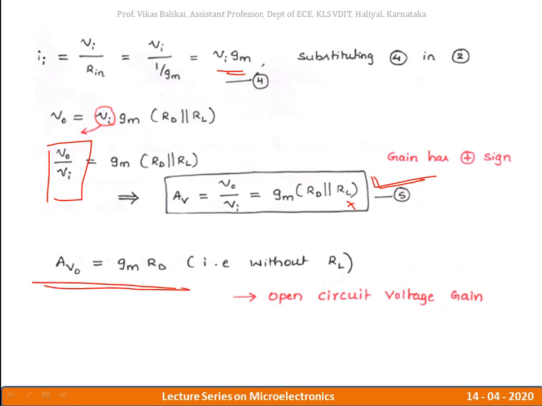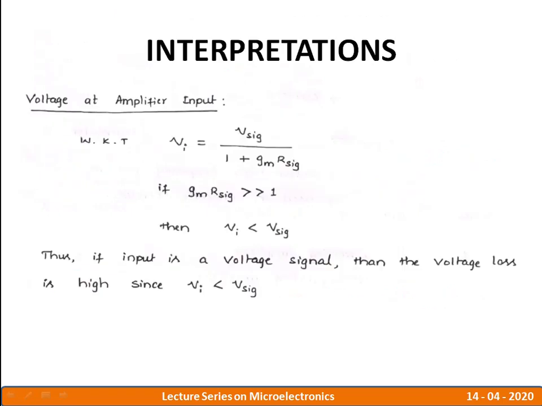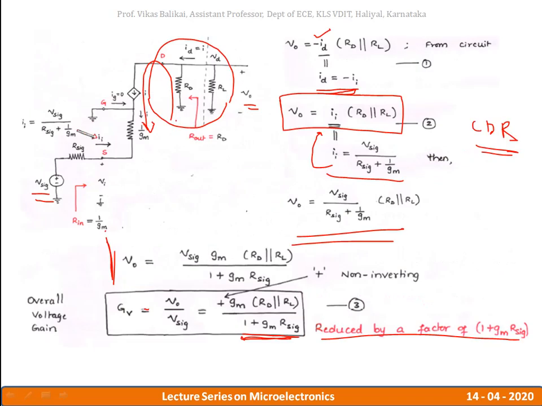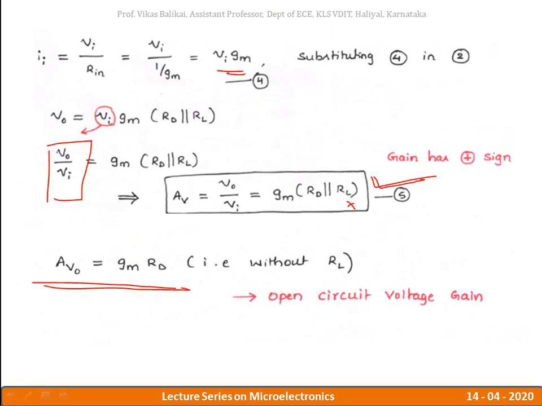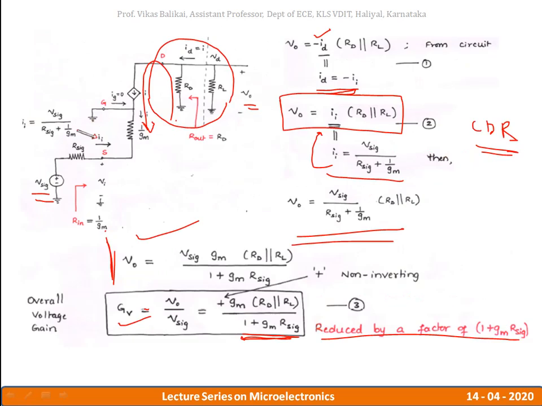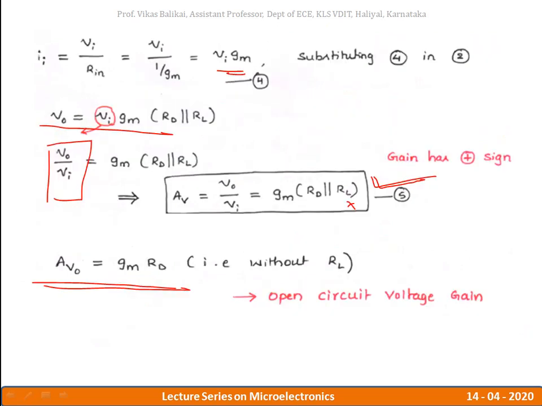So Avo for my common gate amplifier will be Gm times Rd. Now a few interpretations of what we did over here. We tried to find the output voltage, and from that the overall voltage gain, and from the input current we calculated the output voltage, and we tried to express this output voltage in terms of voltage itself. As per equation 2, the output voltage is in terms of current and resistances. Using equation 4, I expressed my output voltage in terms of voltage and resistance, and if I do a small simplification, I am going to get the voltage gain.